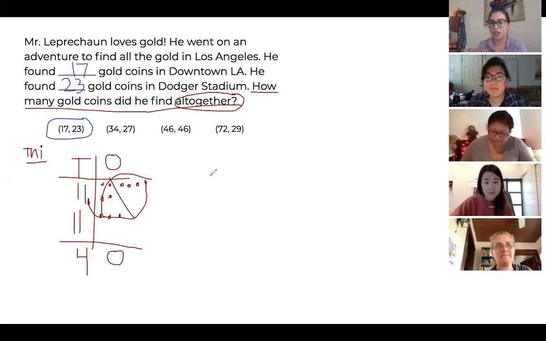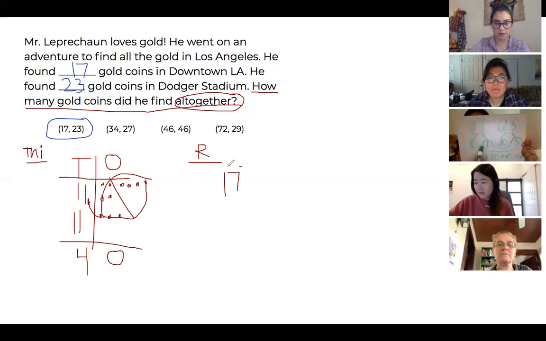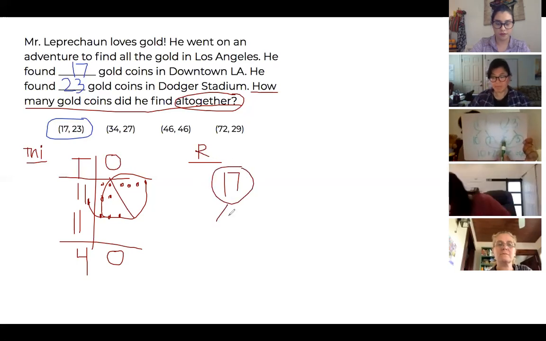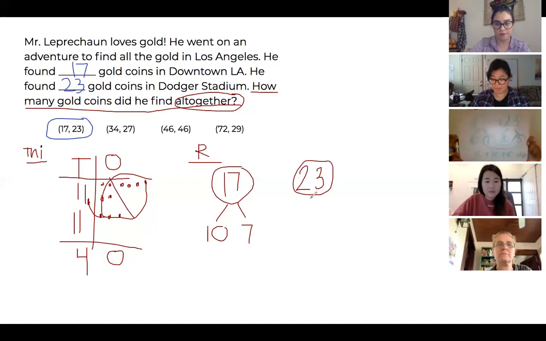Was there another strategy? Maybe we want to share another strategy. Did somebody else do something differently? One more strategy. Ms. Rosales. So I did this, which are number bonds. Ooh, okay. So I had 17, broke it apart to 10 and 7 here. And I had 23 and I had 20 and 3. I took the 7 and the 3 and I made a friendly number, which is 10. And then I made an addition sentence, 10 plus 20 plus 10 more is 40.